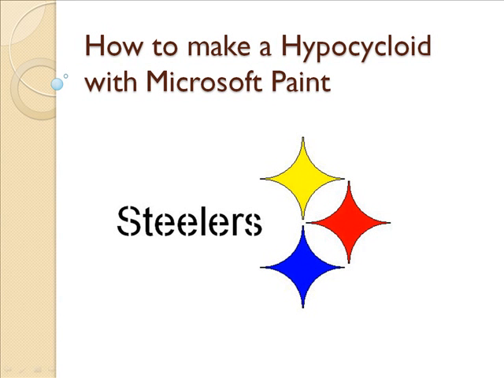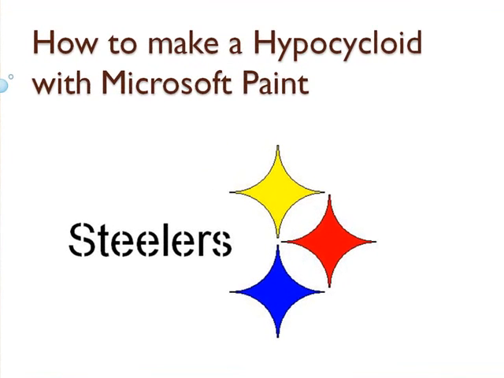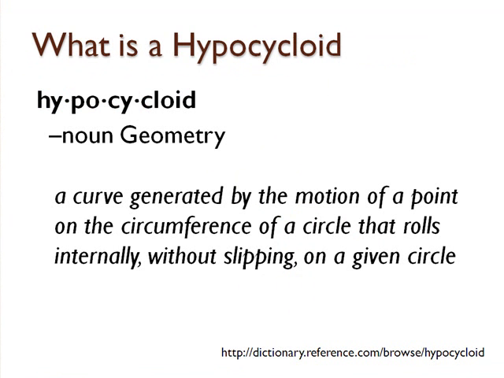Hello, Pittsburgh Steelers fans. It is time today to make a hypocycloid with Microsoft Paint. What a hypocycloid is, if you see the logo, it is part of the Pittsburgh Steelers football team logo. Definition of a hypocycloid is a curve generated by the motion of a point on a circumference of a circle that rolls internally without slipping on a given circle.